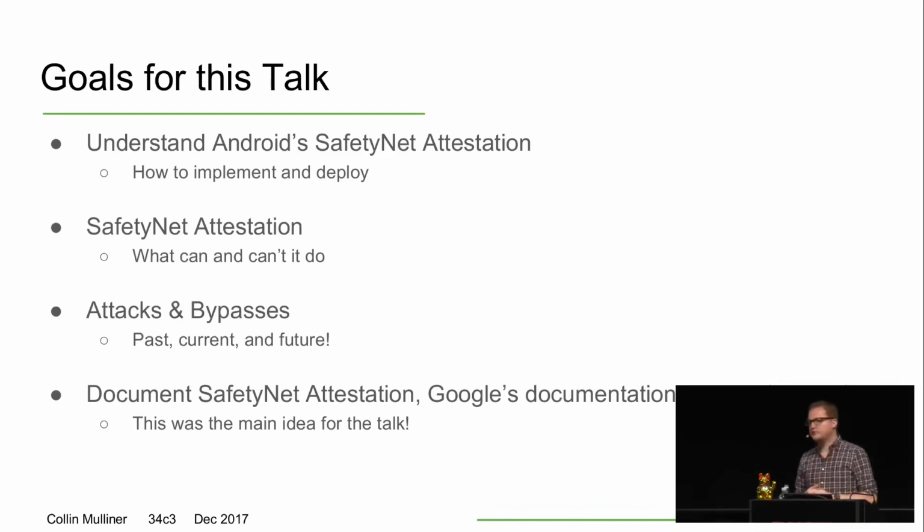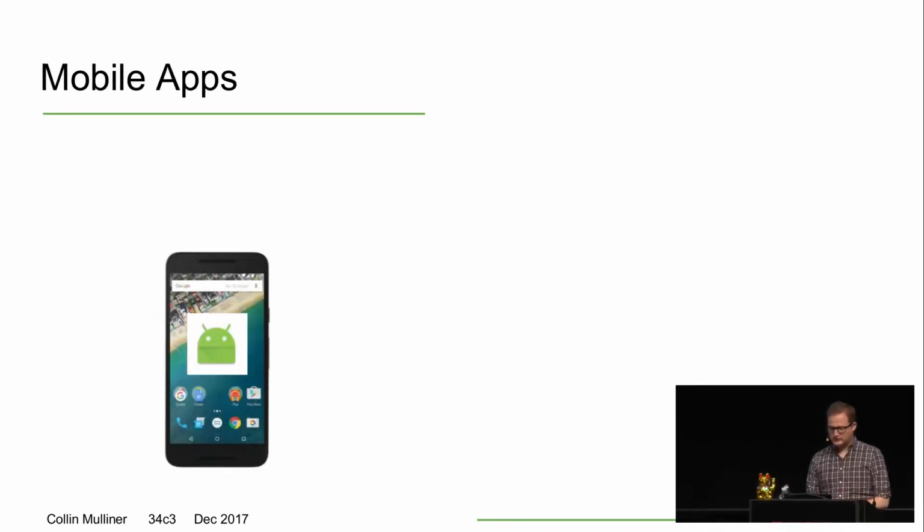And I guess with most security systems or features, the part about what it can do is the most interesting part. And then we're going to look at some attacks and bypasses from other people and some of my own work. And the second main goal of this talk is basically to document this API, because Google's documentation is not very good, and that's how I thought, hey, let's talk a little bit about this.